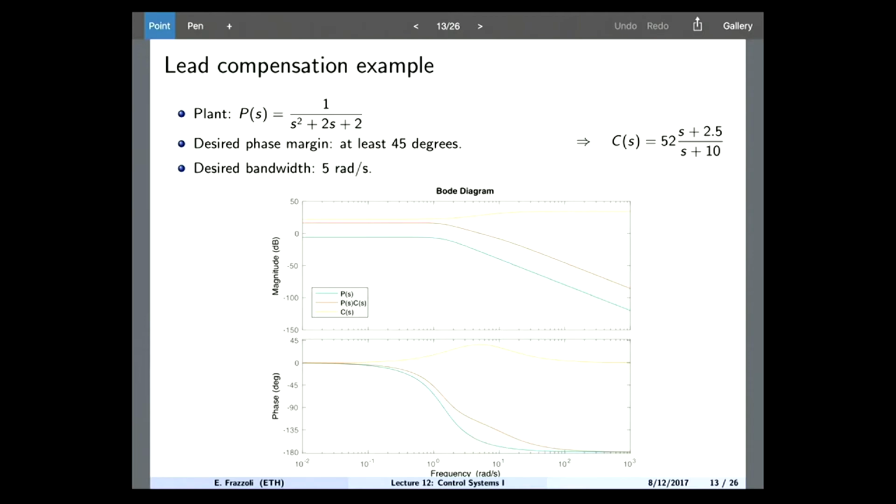Okay, so how do we do it? Essentially what we will do is, we want the bandwidth to be 5 radians per second, so we will choose the midpoint of our lead compensator to be around 5, okay? By how much do I need to increase the phase margin? Well, let's say that I need, say, 30 degrees more, something like that, okay? 30 degrees is less than 90, right? So I don't need to separate the pole and zero that much. I may want to keep them close by.